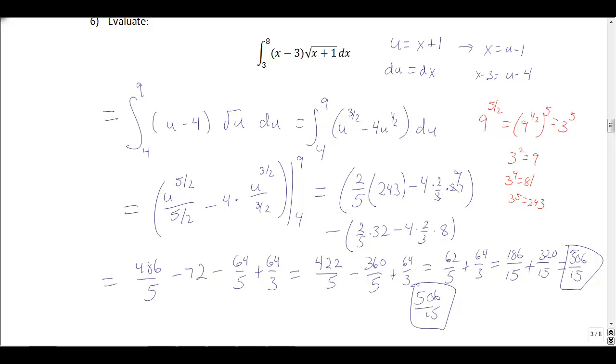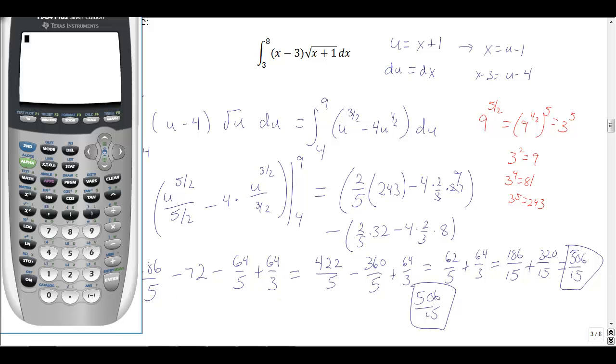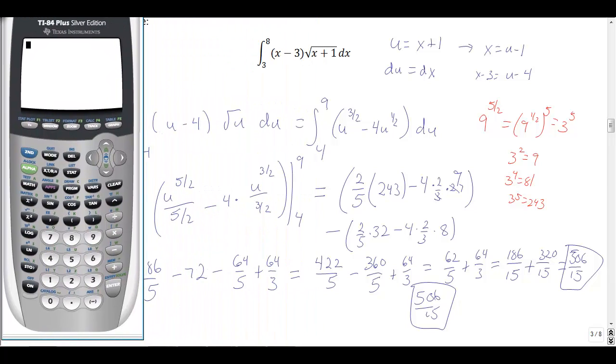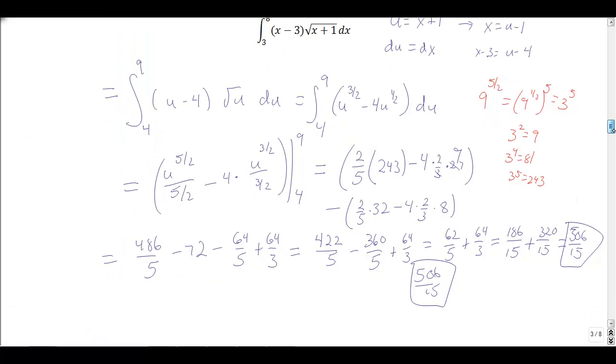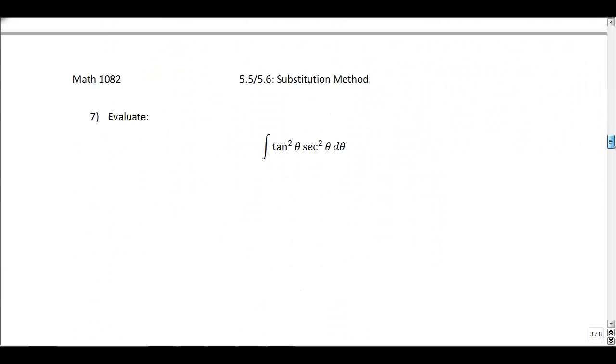Now, realistically, here, I'm getting lost in the arithmetic, spending a lot of time. I might have gone here and just plugged this into my calculator. So that was 486 over 5 minus 72, minus 64 divided by 5, plus 64 divided by 3. And just convert that whole thing to a fraction. Gives me 506 over 15. So I don't really think at this level the point is to work on the arithmetic. Granted, it's nice to get better at those skills, and so it's probably nice to work through those, but more we want to know, can you do the calculus?